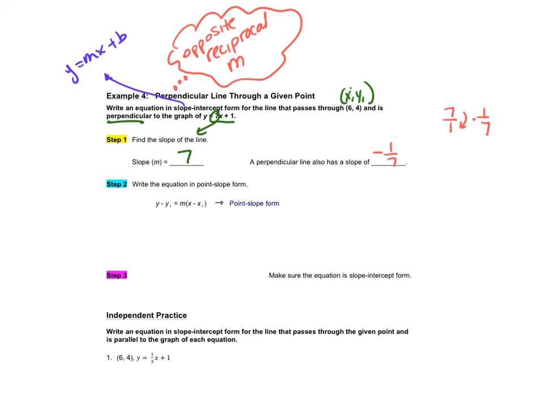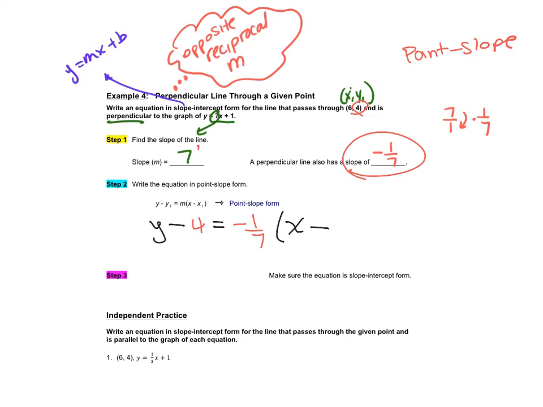Step 2. Now I have a point and a slope. When you have a point and slope, you use the point-slope form. Y minus y1, which is 4, is equal to the slope of my new line, negative 1/7, that's the one I'm trying to figure out, times x minus x1, which is 6.